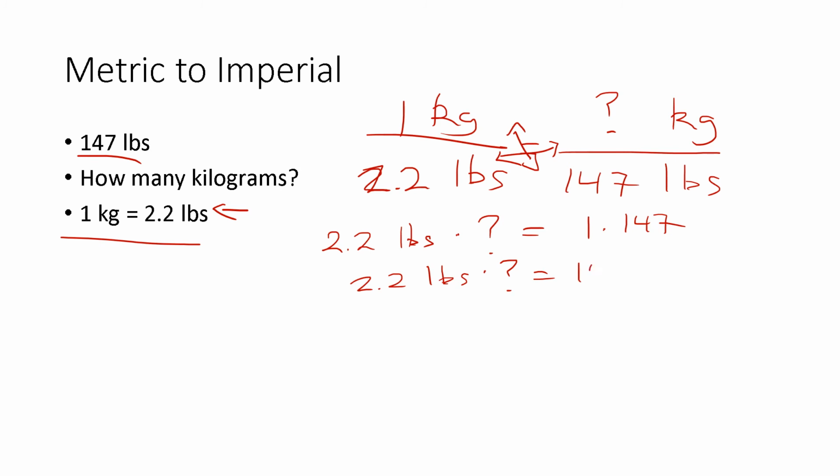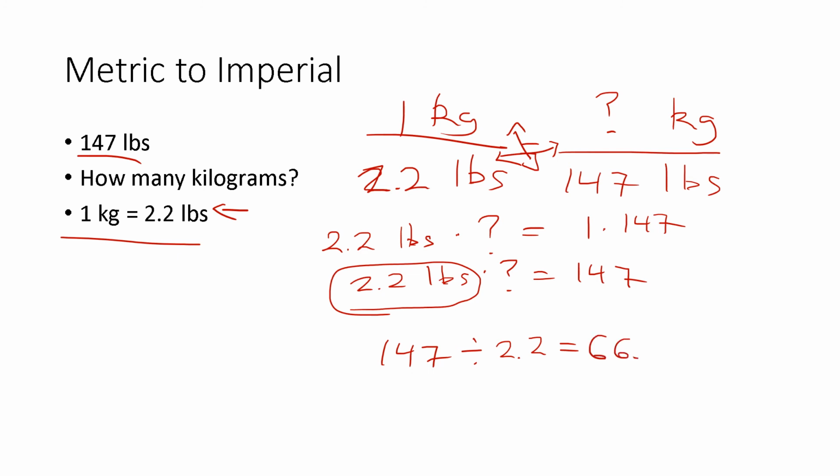1 times 147 is just 147. And then remember, we're going to divide by whatever number is multiplied to our variable. So we'll have 147 divided by 2.2. And 147 divided by 2.2 will give us 66.81 repeating. So 66.81, 67 kilograms approximately is how much your patient weighs.